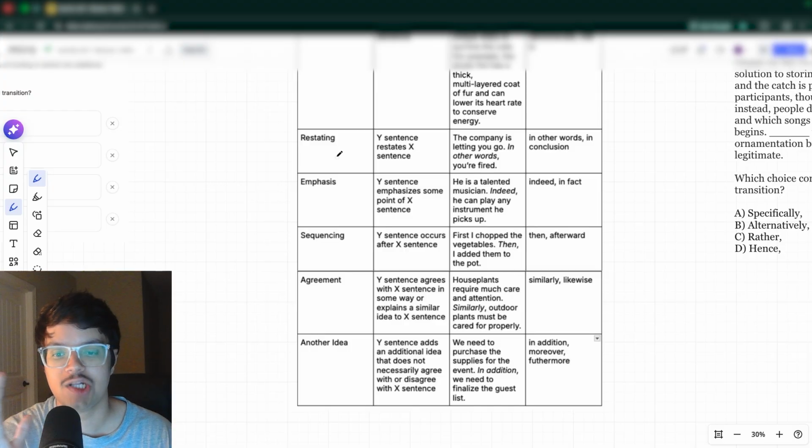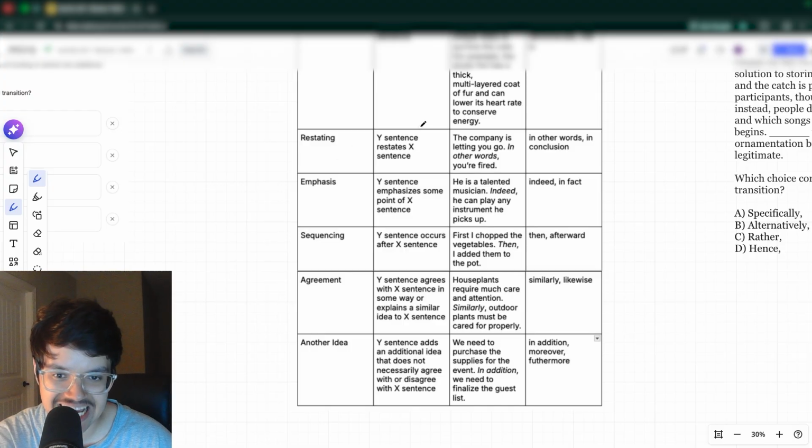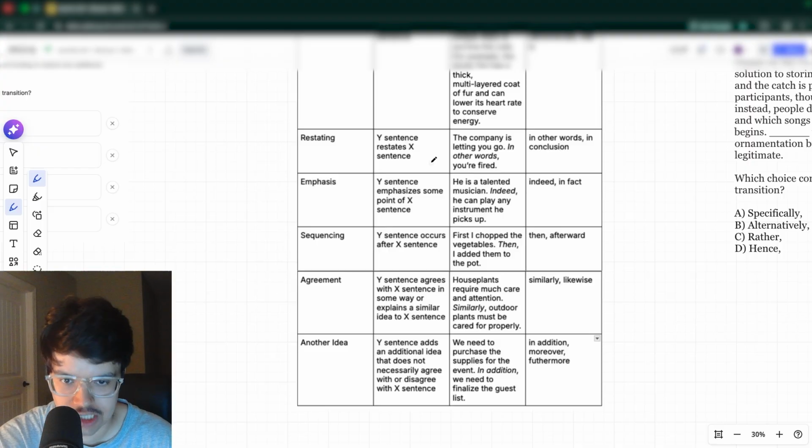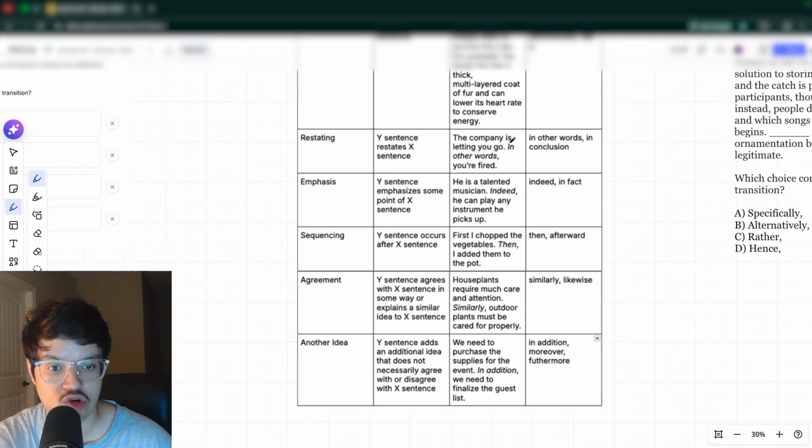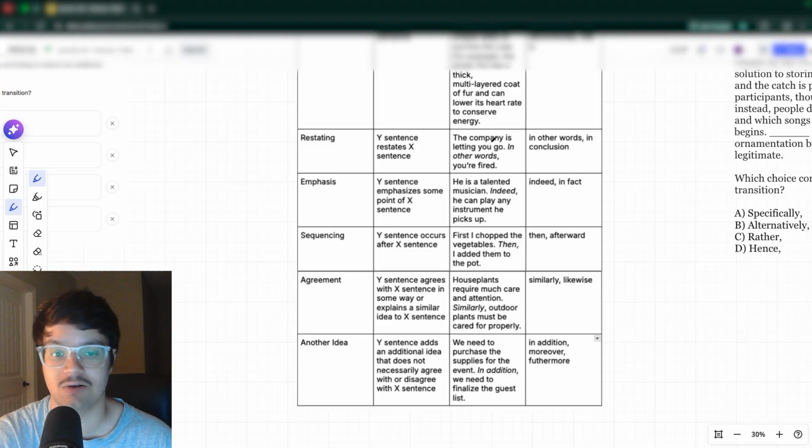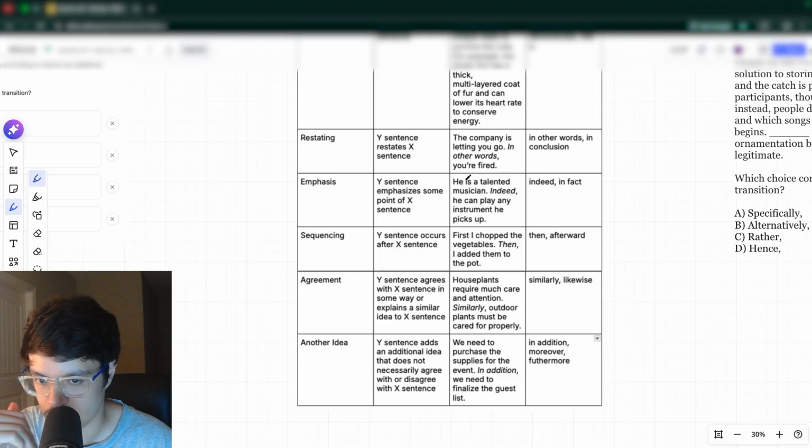Restating. This is where it gets maybe a little bit more confusing, but all this is saying is that the second sentence just is another way of saying what the first sentence said. The company is letting you go. In other words, you're fired. You're fired is just another way of saying that they're letting you go. In other words, in conclusion.